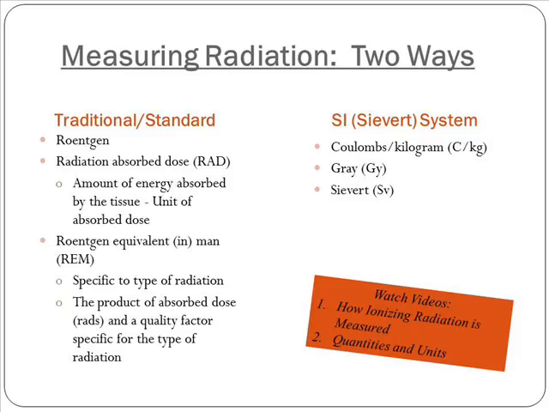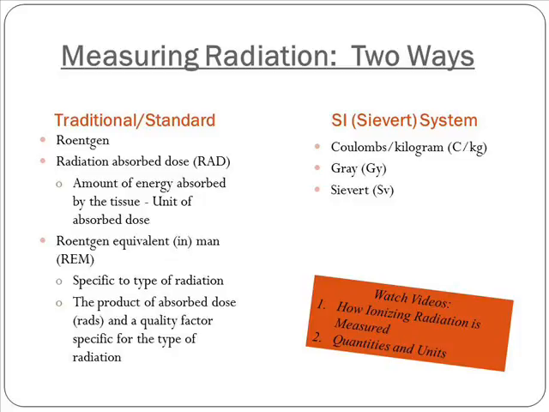Okay, next what we need to do is go over how radiation is measured. There are two ways radiation is measured. It's similar to our standard measuring system for distance, as in inches, feet, yard, mile, versus the metric system, millimeter, centimeter, and so forth. So there's a traditional measuring system and a metric measuring system.